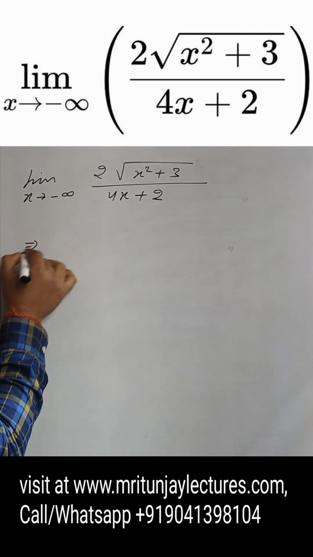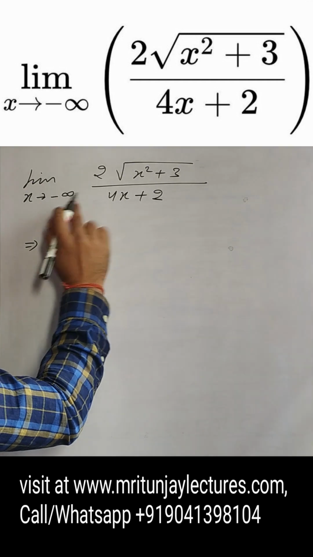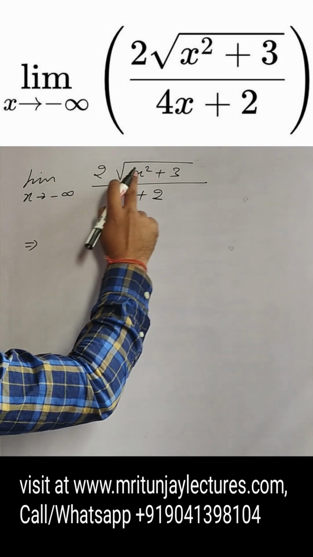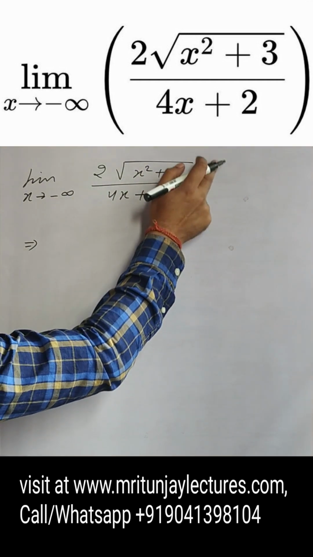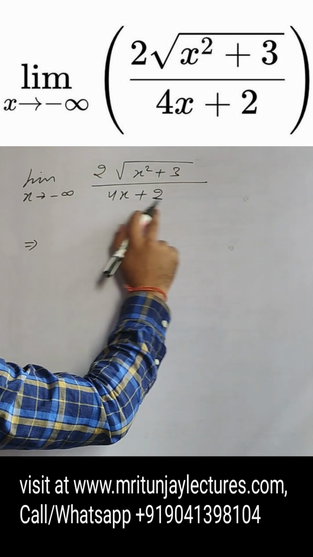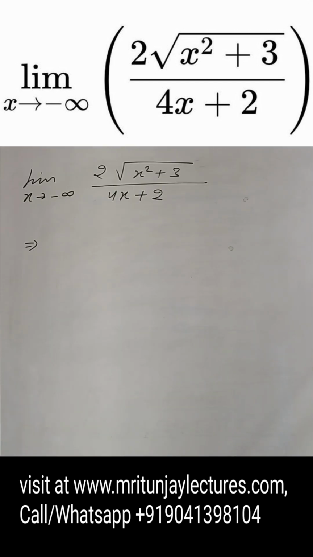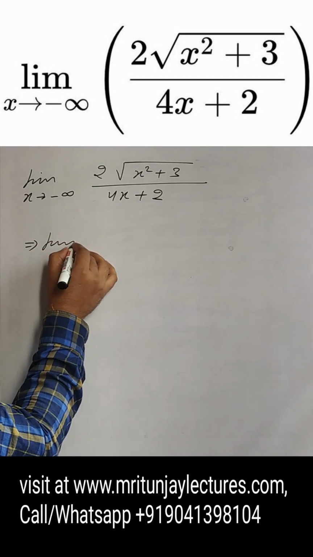Now, our motto, how can we do it? First of all, if you see here, if we put x equal to minus infinity, then we get infinity in the upper part and the lower part is also infinity. It means we get infinity by infinity. So how can we do it? You can apply L'Hospital's rule.